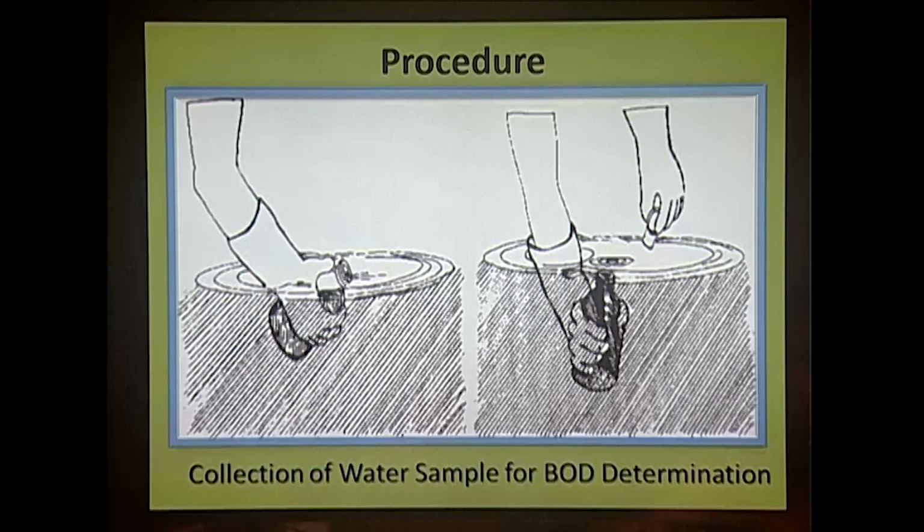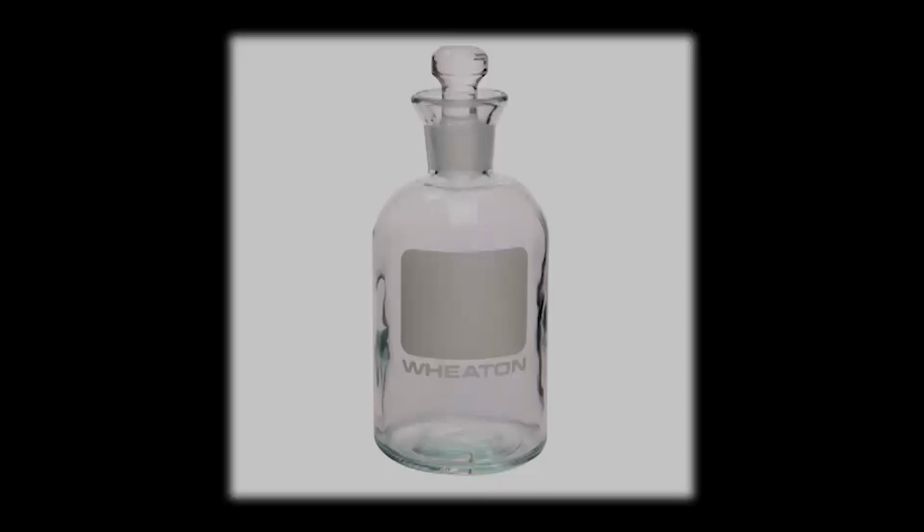Now let us learn about the procedure of the BOD determination. Collection of the water sample for BOD determination is a very important and crucial step. You cannot collect any water sample in a beaker or conical flask for the BOD determination, and therefore there are some specialized glass bottles which are called the BOD bottles, in which the water samples are collected for BOD determination.